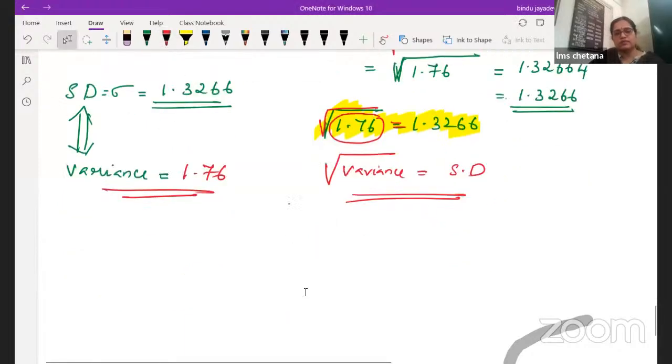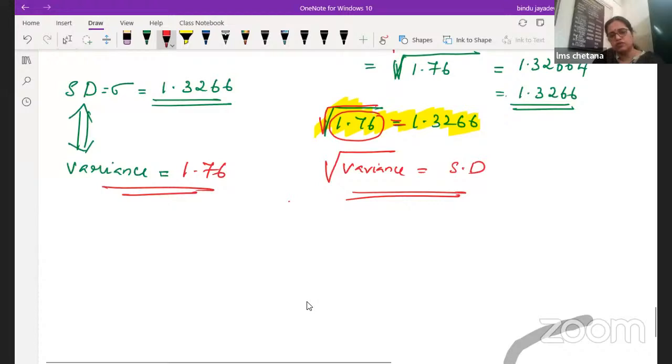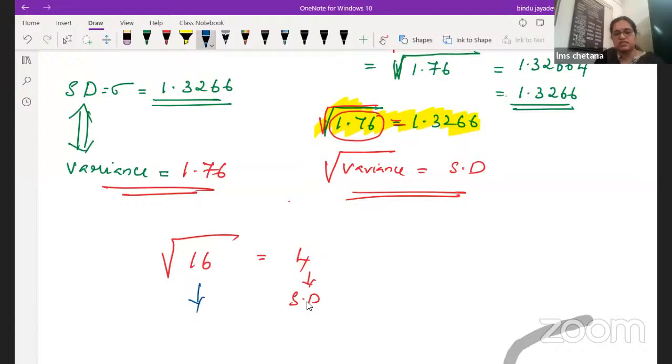See, for example, another example. Suppose I give you root 16. Root 16, what is the answer? It is 4. That means this is your standard deviation, correct? And 16 is your variance. Therefore, the root of variance is the standard deviation. Therefore, there is no calculation separately for variance. You solve it for standard deviation by using the formula.